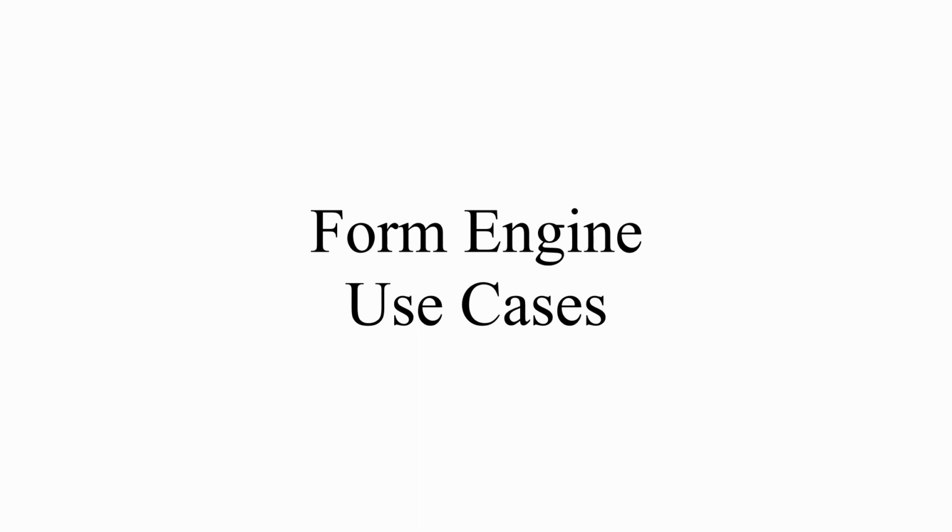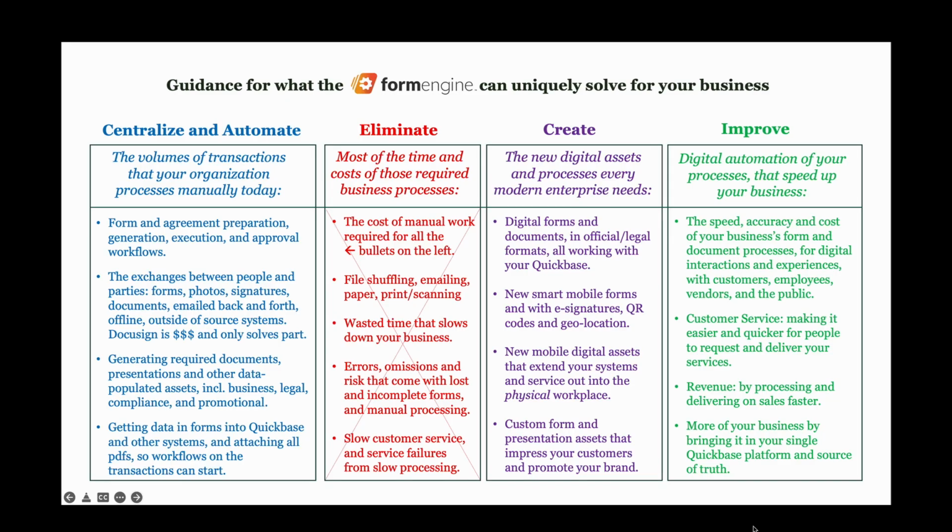Form Engine use case ideas. This slide shows some guidance for problem areas in the business that you can use the Form Engine to improve. Legacy process areas full of waste, delays, and errors. Manual form and document-based processes that everyone has are costly, including the cost and time of their generation, execution, and correctly getting the data and PDFs into your QuickBase as a source system. Until all that happens and gets into your QuickBase, the work to deliver on those transactions can't even start.